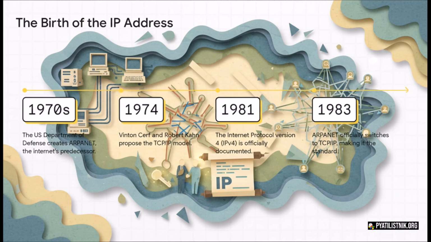So these two visionaries, Vince Cerf and Robert Kahn, they came up with a universal language, a protocol called TCP/IP. And the IP part, that was the stroke of genius. It was the idea of giving every single device its own unique address. By 1983, this became the official standard. And that's what turned a bunch of separate networks into the single global internet we use today.